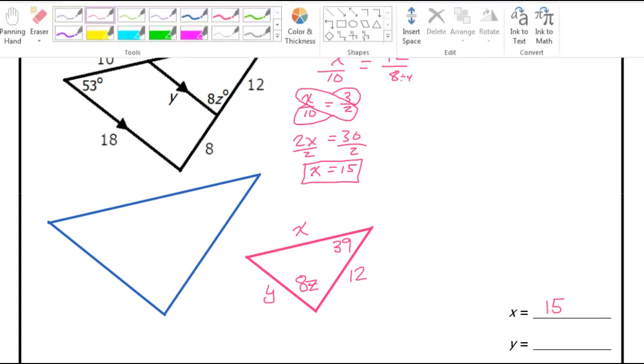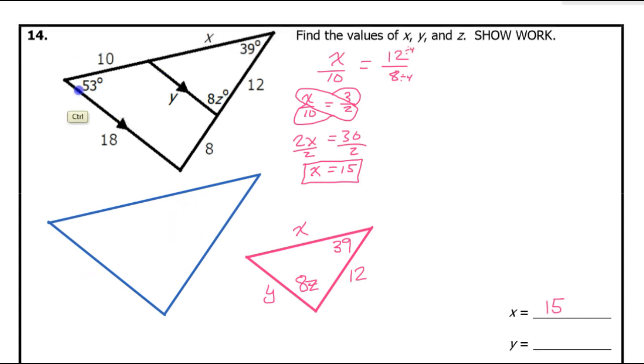Okay, now it's time to switch to the large triangle. Now this side over here is 18. All right, now I have to be a little bit more careful. This side over here is 20. I have to do 12 plus 8, so this side over here is 20. All right, now this side over here is 10 plus x, or x plus 10. Okay, and this angle right here is 53, and this angle right here is 39. So, this is what I have to do to find y and z. There's no side splitter shortcut.